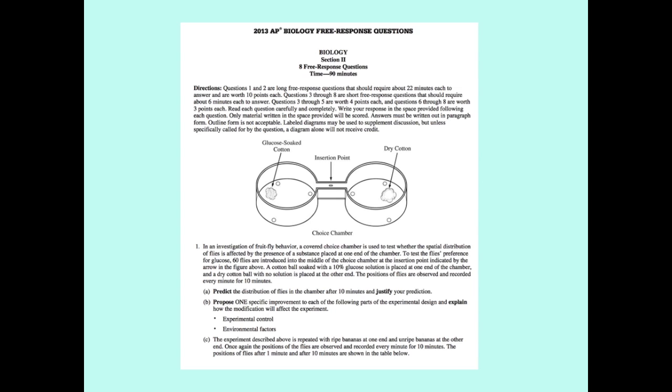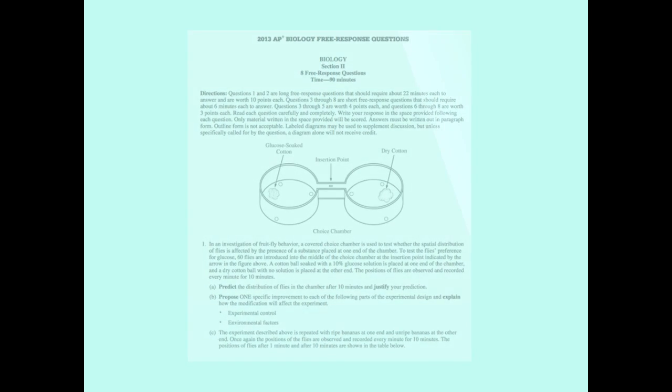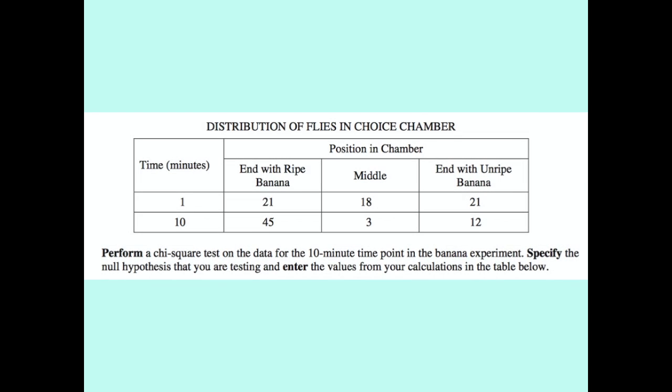A cotton ball soaked with a 10% glucose solution is placed at one end of the chamber, and a dry cotton ball with no solution is placed at the other end. The positions of the flies are observed and recorded every minute for 10 minutes. Now, looking at letter C, the experiment described above is repeated with ripe bananas at one end and unripe bananas at the other. The positions of the flies after 1 minute and after 10 minutes are shown in the table below.